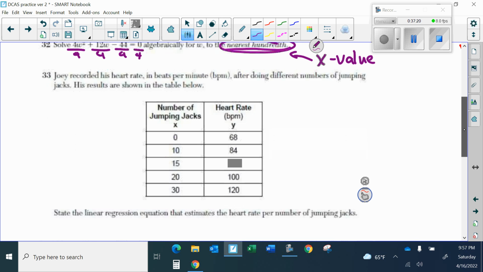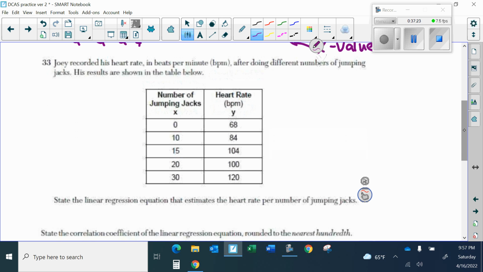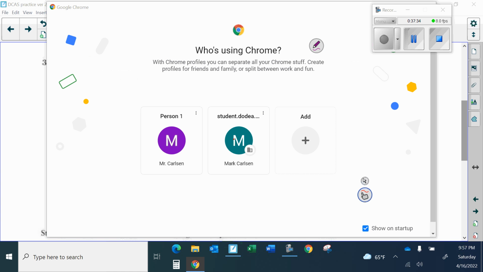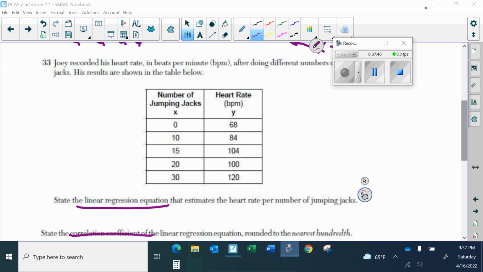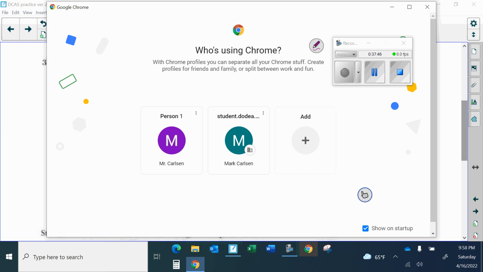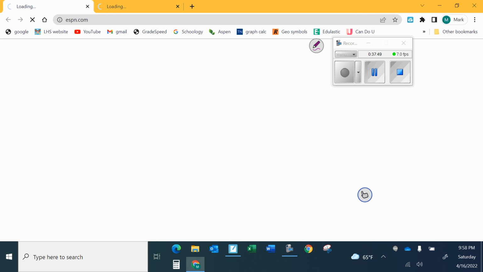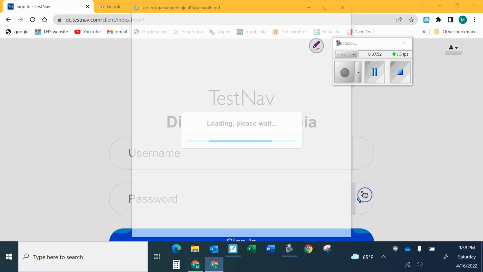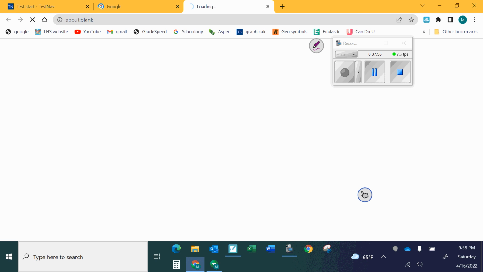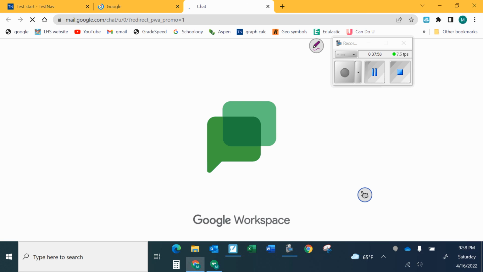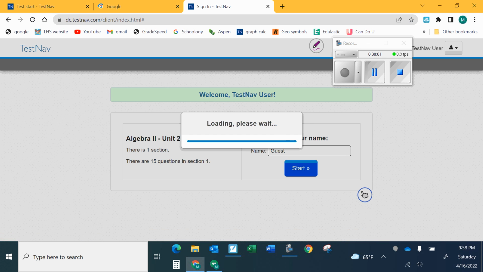Okay, next one. Linear regression equation and correlation coefficient. Okay, let's see if I can get it to work this time. What the heck? Let's try it again here. See if it'll work this time. There we go. Okay, graphing calculator.